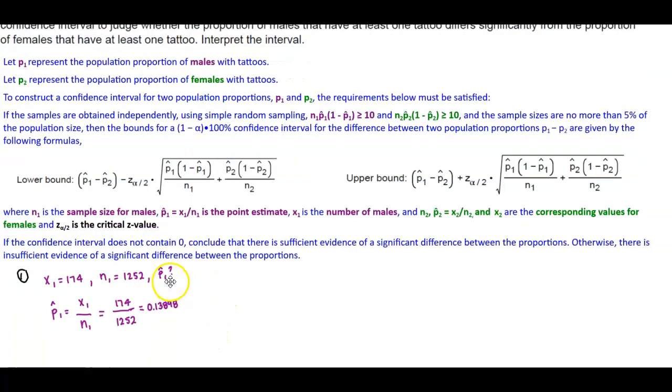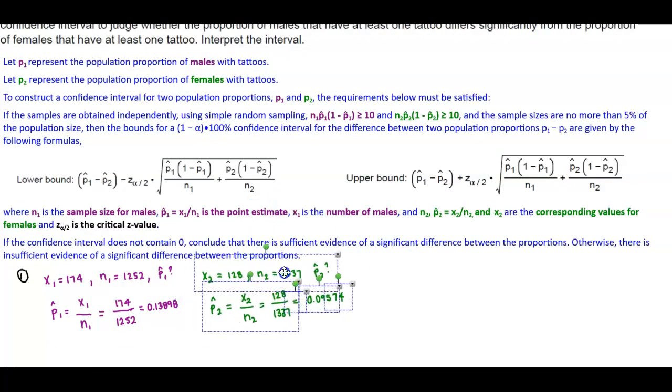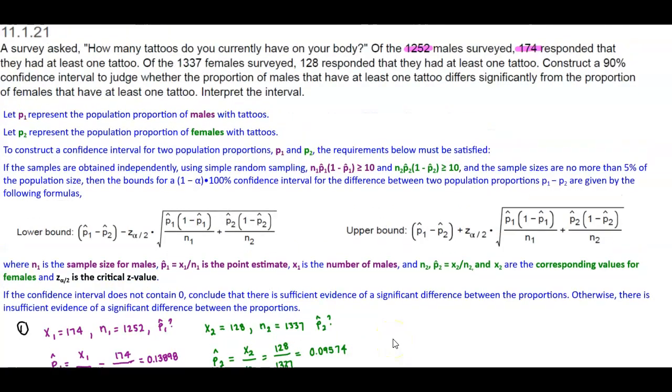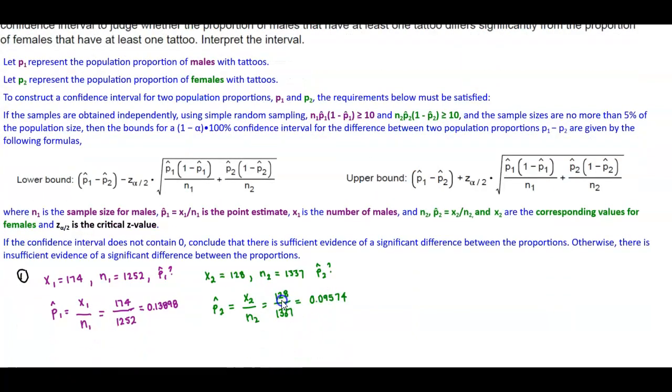Okay, now we're going to find the point estimate for females. So let's go ahead and do that. So for here, to find the point estimate for females, what do we know? Well, if we look at our question, we know that there's 128 females that responded that they had at least one tattoo, so that's x2. And we can see that the total females surveyed was 1,337, which gives us 128 over 1,337. And rounding that to 5 decimal places gives us 0.09574.